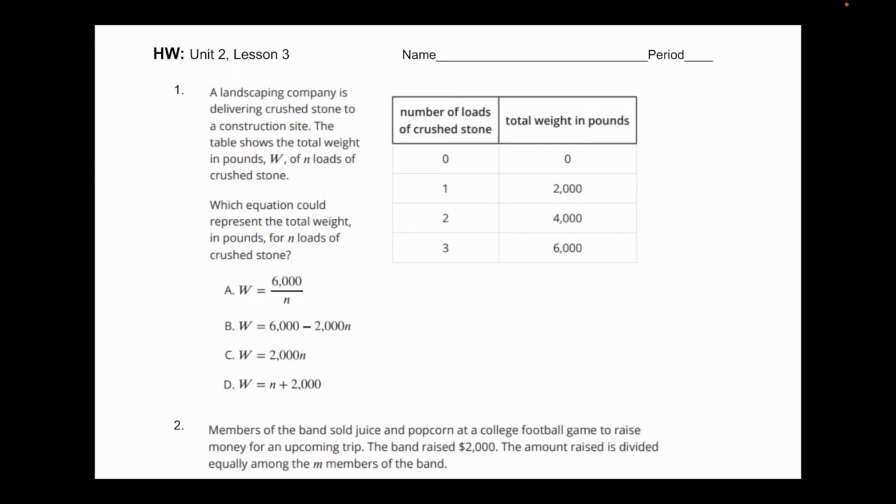And so they're just giving us some input and output values here. These are the number of loads, and this is the total weight in pounds. So obviously, if they don't deliver stone, there is no weight of stone delivered. But it looks like one load is 2,000. And then we have two loads being 4,000 and three loads being 6,000. So as we increase here by one each time, it looks like we are increasing by 2,000.